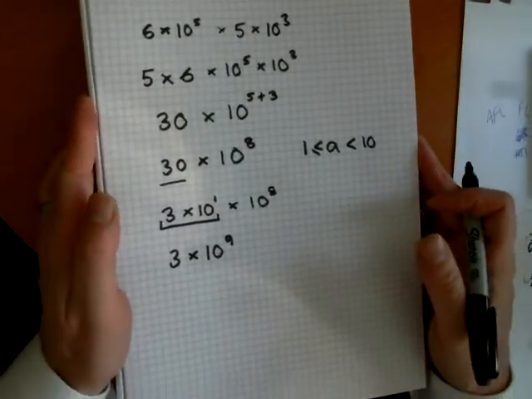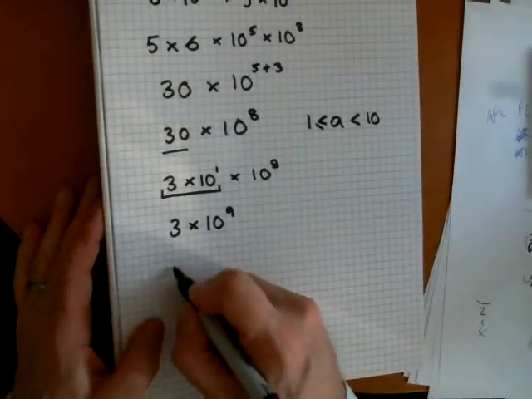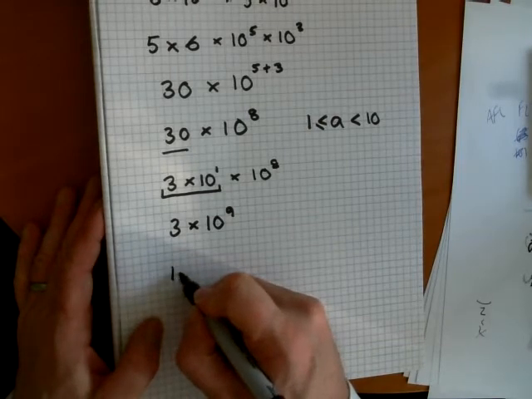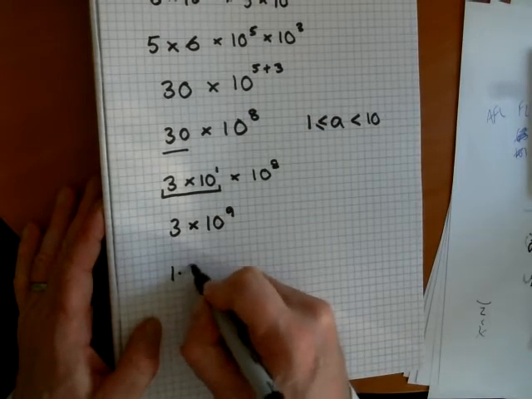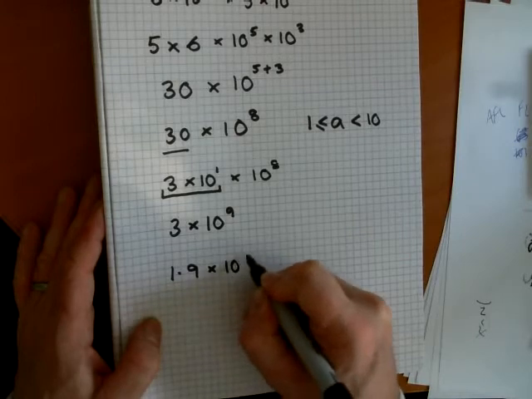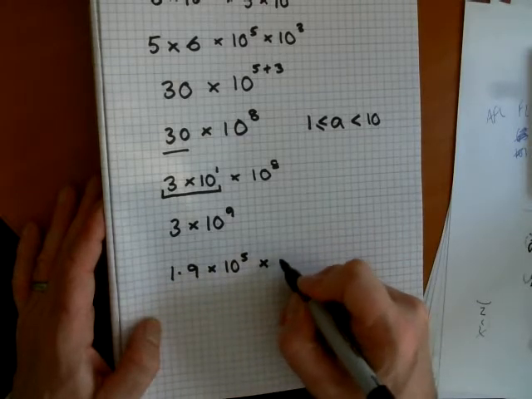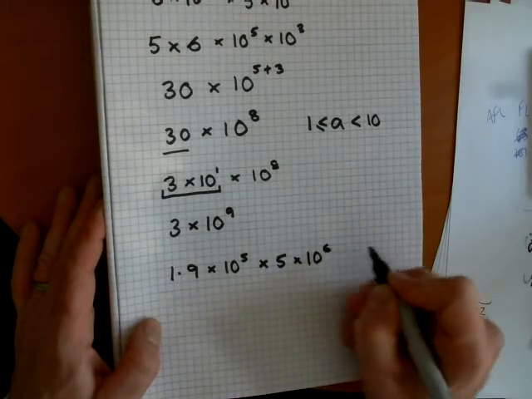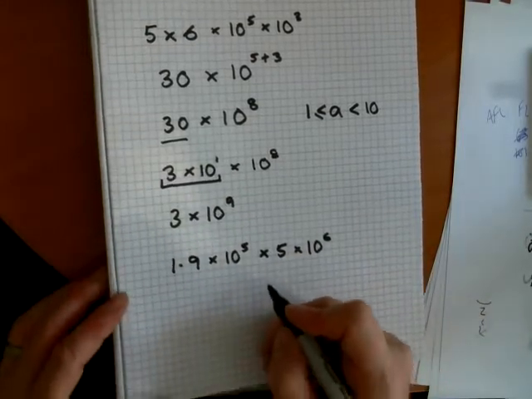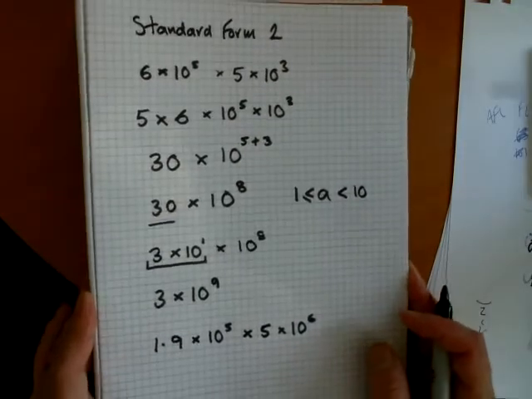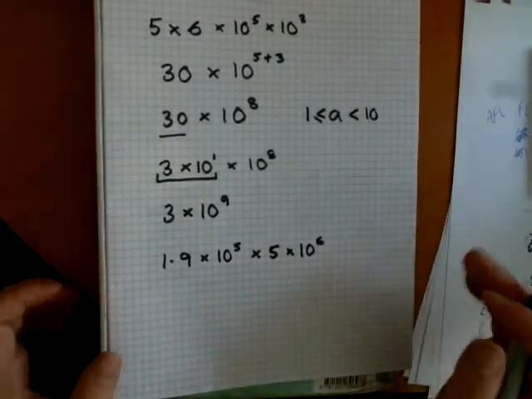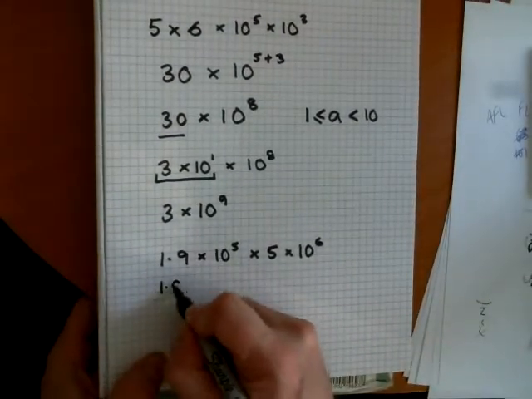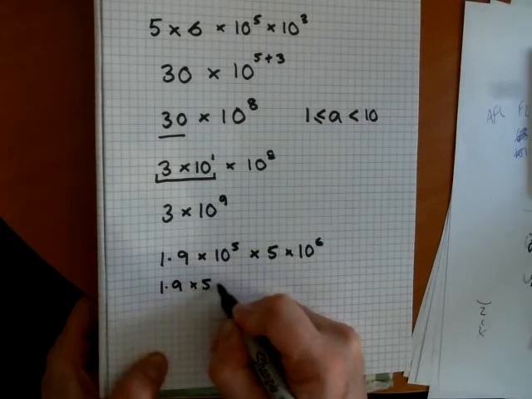Okay, so we'll do another one. Say we've got 1.9 times 10 to the 5 times 5 times 10 to the 6. So if you follow my previous work, I'll just straighten the page up. Then you'll know that I'll put the numbers together, 1.9 times 5, and the powers.